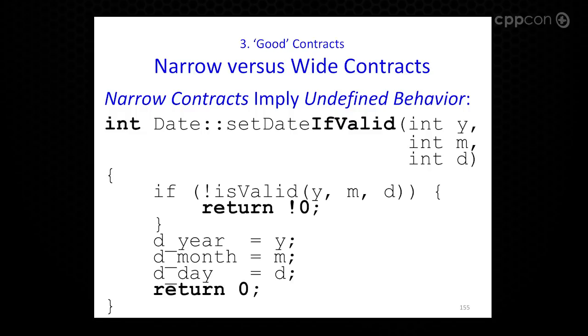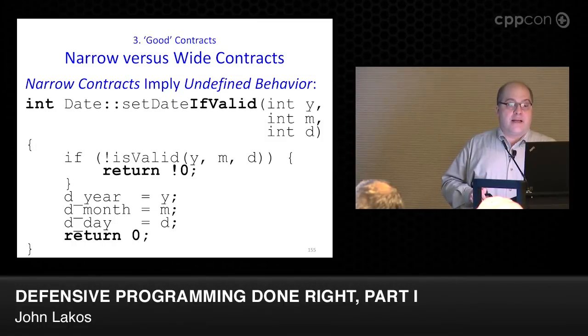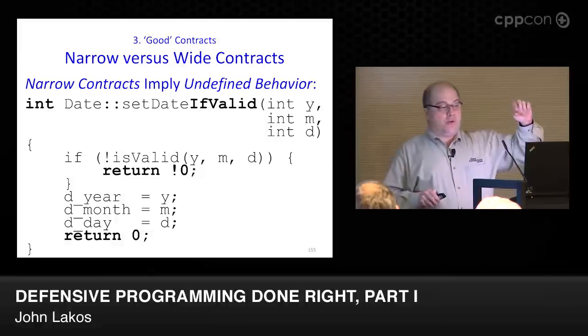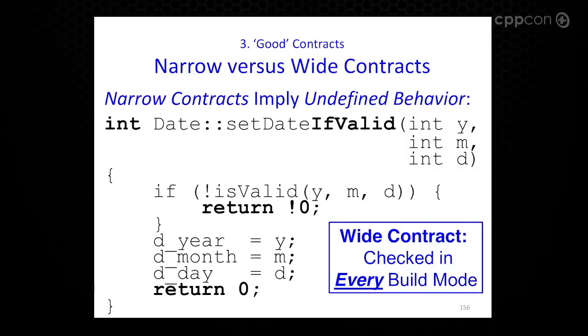So now we have this other thing that's sitting right next to setDate called setDateIfValid. Guess what? IfValid is a big clue that you better check the status. And when you see the two sitting there, you make the right choice and life is good. Now this is checked in every build mode. And you did that deliberately because it's never the case that you're going to get all the bugs out of your program and everything's going to just work.